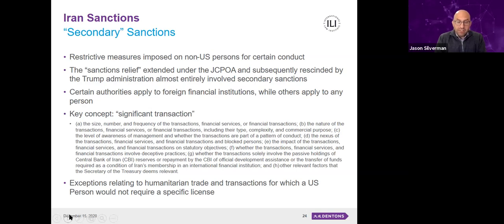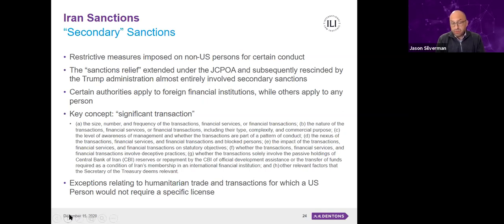So again, what secondary sanctions means is these are restrictive measures imposed on non-US persons for certain conduct. If a US person violates a sanctions prohibition and there's not an applicable general license, or in the case of the Iran program, if a foreign subsidiary that's owned or controlled by a US person engages in conduct with the government of Iran or a person subject to the jurisdiction of Iran that a US person couldn't pursue, they could face financial penalties. OFAC can issue them a penalty notice.